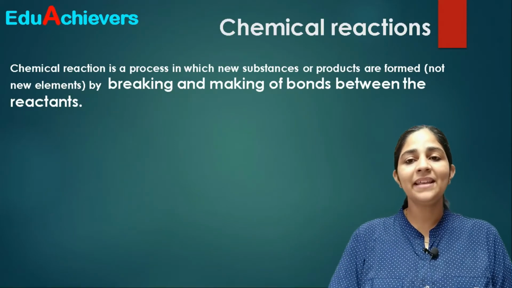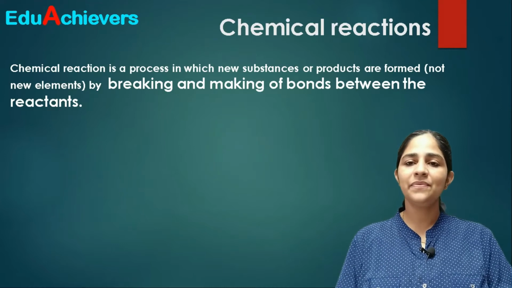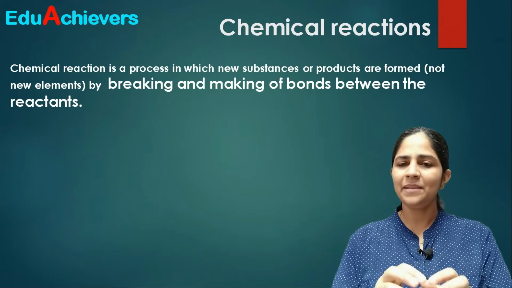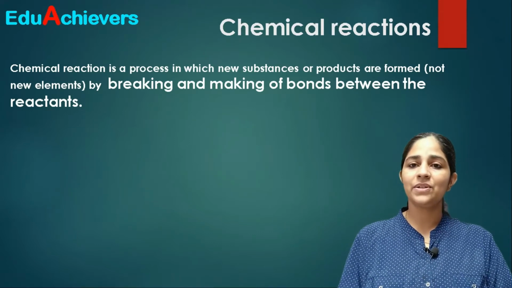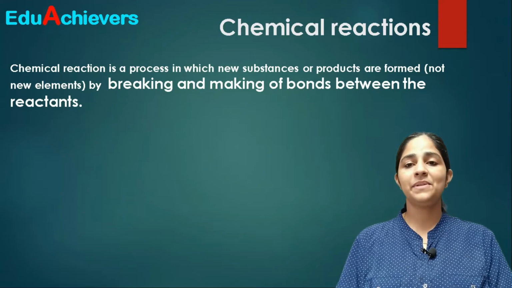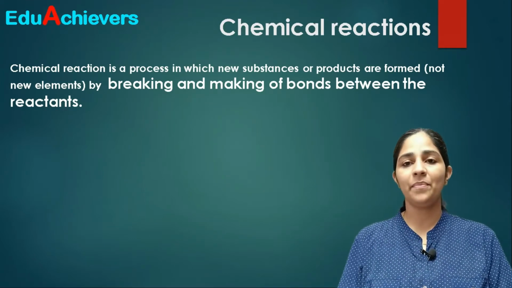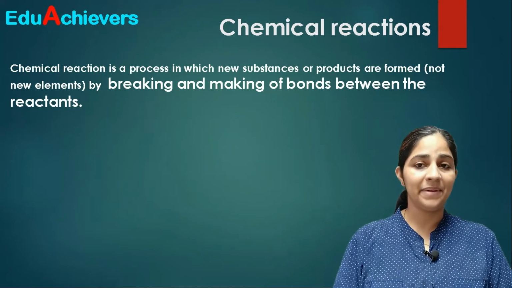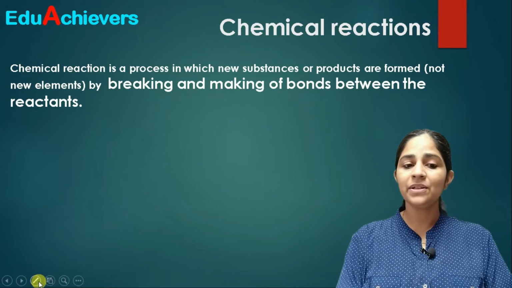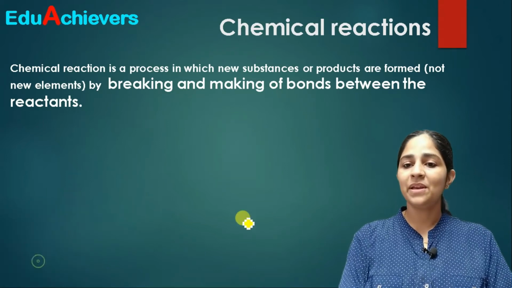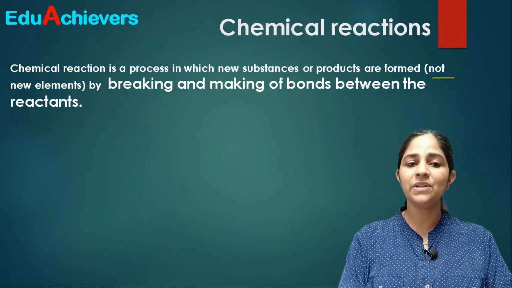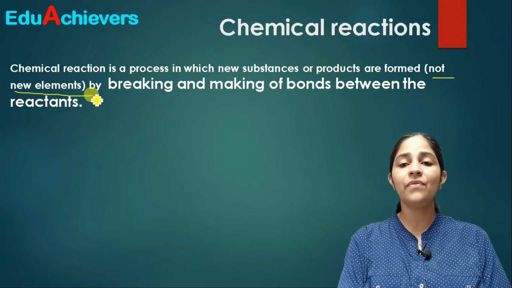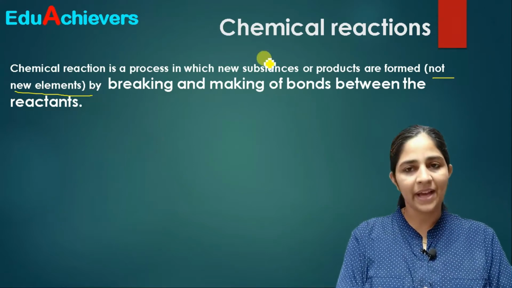Okay, so let's begin with the chemical reactions. In the last video, we discussed what a chemical reaction is. Let me define it again for you: a chemical reaction is a process where new substances, new products, are forming. Remember, not new elements. Keep in mind that new elements are not formed by chemical reactions, but new substances, new compounds, are formed, correct?